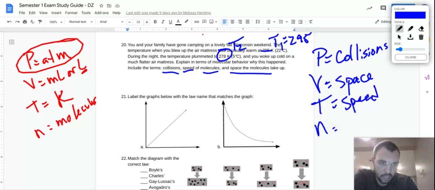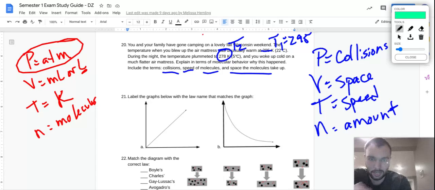N is like the amount. So if we have more particles, all right, that's going to affect how much space they take up. It could affect how many collisions they have, depending on what other things stay the same. All right, so we need to explain what happened here. Let me change colors again here.